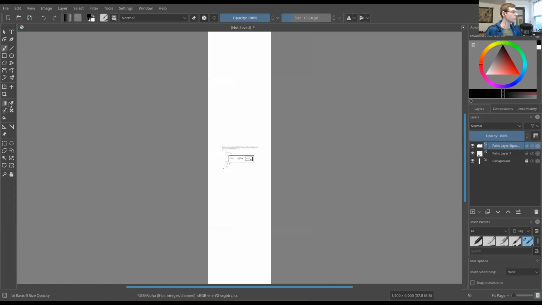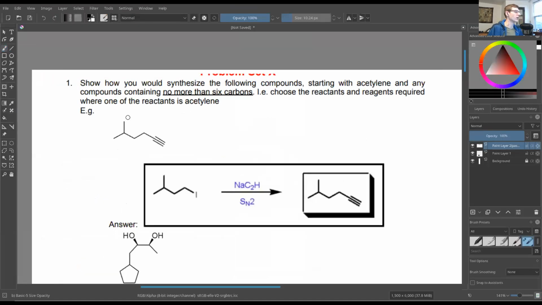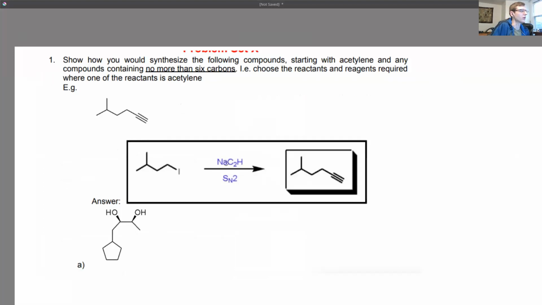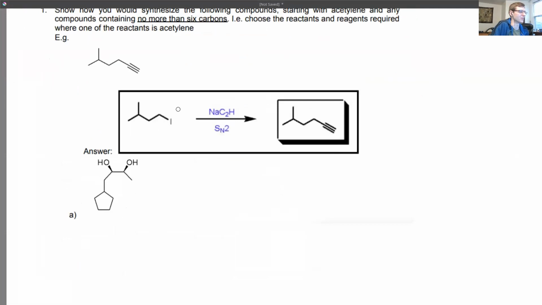The question is, we want to start with compounds that have no more than 6 carbons, and we want to do these synthesis problems. So why don't I move this problem up to here, and then zoom in. Here we go. So no more than 6 carbons, and we want to, let's say, synthesize this. And this problem tells you, for example, this is something that you might do. This is an example of what that problem is.